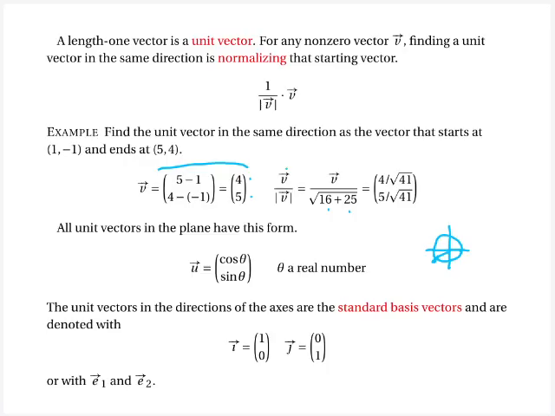The unit vectors in the direction of the axes are called standard basis vectors. So there's the x and y axis, and I need another color to draw them. If I take a unit vector along the x-axis, that's called i. And if I take a unit vector along the y-axis, that's called j. Another tradition is to call them e1 and e2. I frankly like the second tradition, but calculus books often do the first.